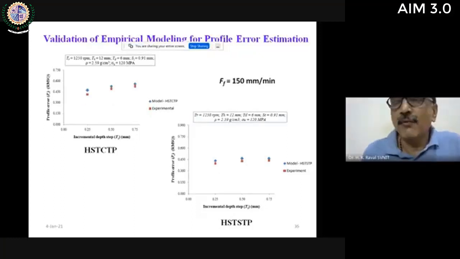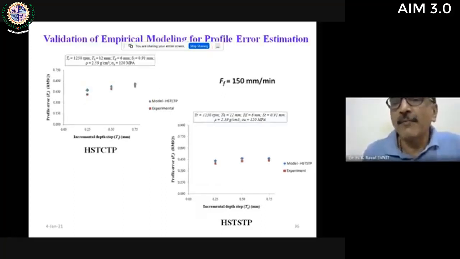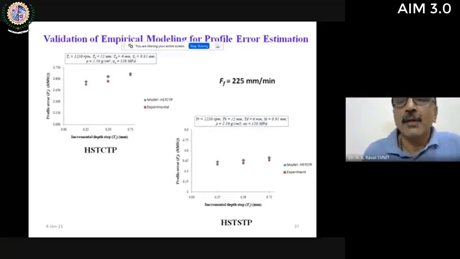So these are a few results of the profile error with the incremental depth for the different feeds. There are 3 different feeds investigated: 75, 125, and 150. Even 225 also. So these are the 3 different feeds we tried, and we could compare them.